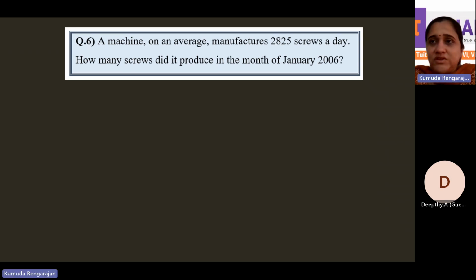Okay. A machine on an average manufactures 2,825 screws a day. How many screws did it produce in the month of January 2006?